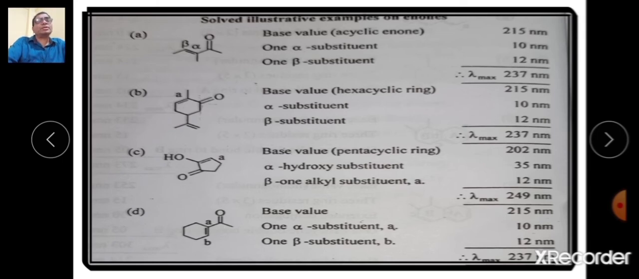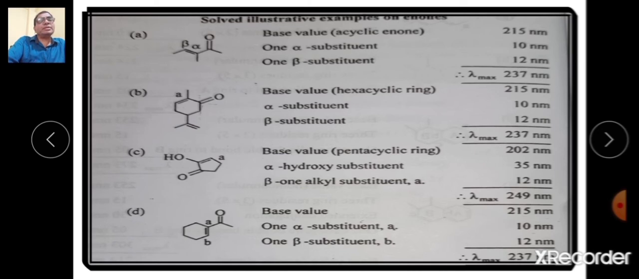Now in the next example, the system is a pentacyclic ring, and for a pentacyclic ring the base value is 202 nanometer. Now a hydroxyl group is substituted on the alpha position, and on beta there is one ring residue, that is an alkyl substitution. Base value pentacyclic 202, hydroxy substituent on alpha add 35, and one alkyl substitution on beta add 12, and therefore lambda max becomes 249.